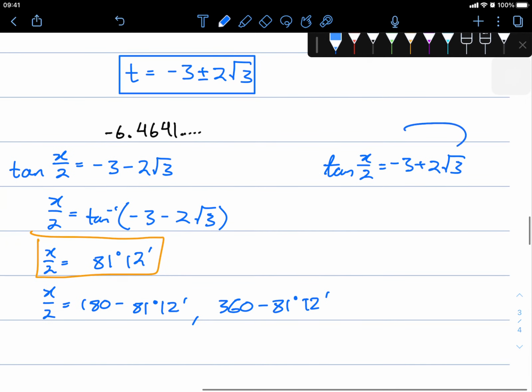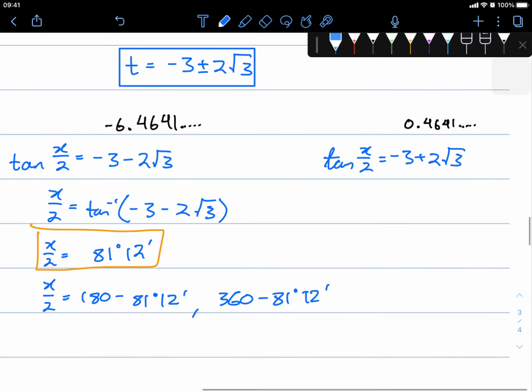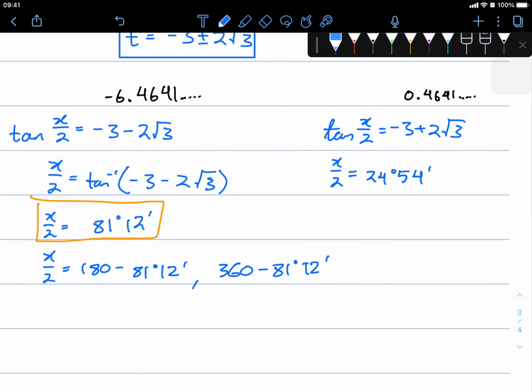I'm going to make the presumption that this is going to be positive, but let's just check just in case. So negative 3 plus 2 root 3 is positive 0.4641. So we're looking for an angle in the first and third quadrant. So if we type this in, so inverse tan of this answer, we already get the first quadrant angle here. So 24 degrees and 54 minutes. That's in quadrant 1. To find quadrant 3, we're looking for 180 plus that angle there.